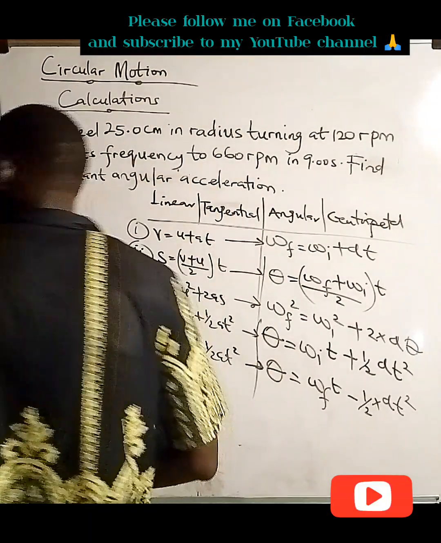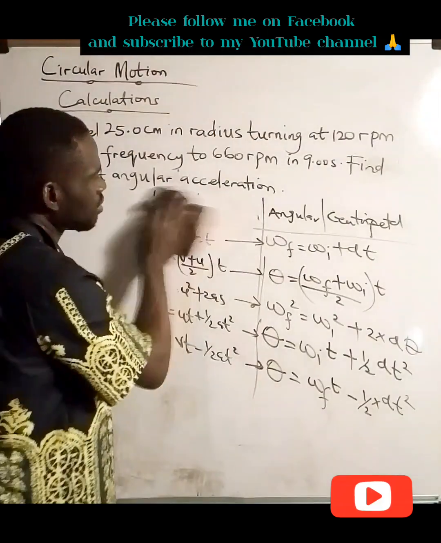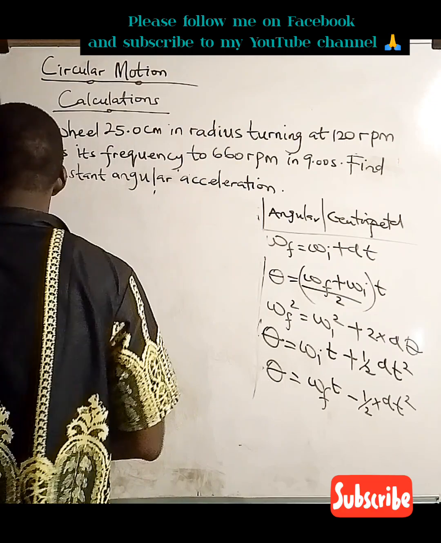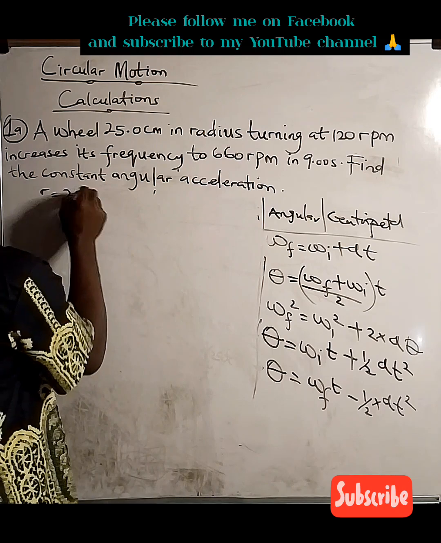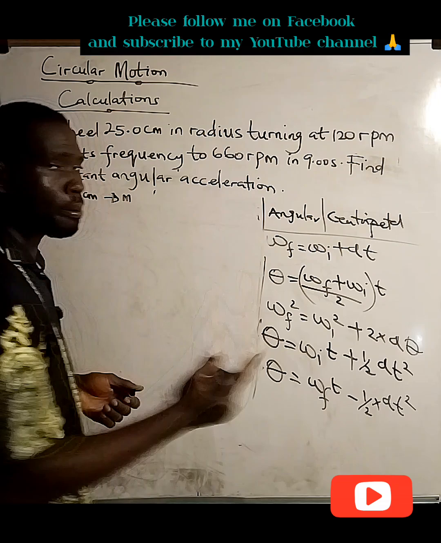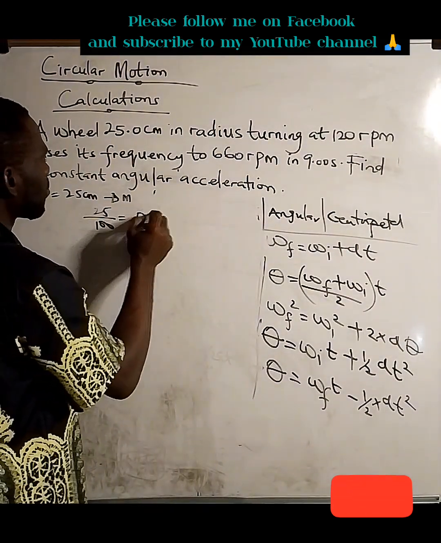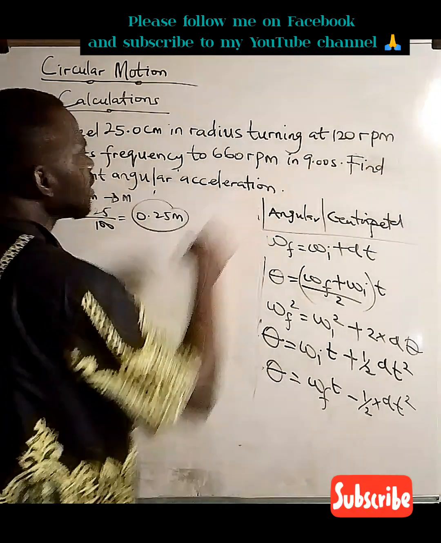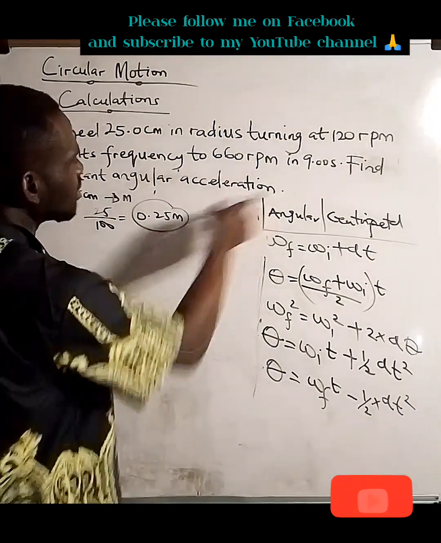So what are we going to do first? The first thing we're going to do, let me take up this portion of the linear or tangential. We'll leave the other portion. So let's see what we have. The wheel, 25 centimeter in radius: the radius of the wheel is 25 centimeters. So when we convert this to meters, 100 centimeter make 1 meter, so 25 centimeter to meter gives us 25 over 100, which is 0.25 meter. So we have our radius already, 0.25 meter. The wheel is turning at 120 revolution per minute and increases its frequency to 660 revolution per minute in 9 seconds.